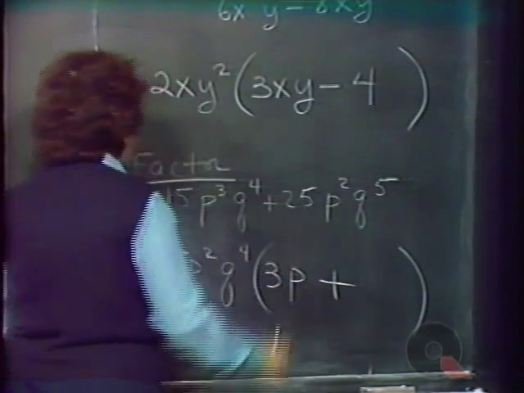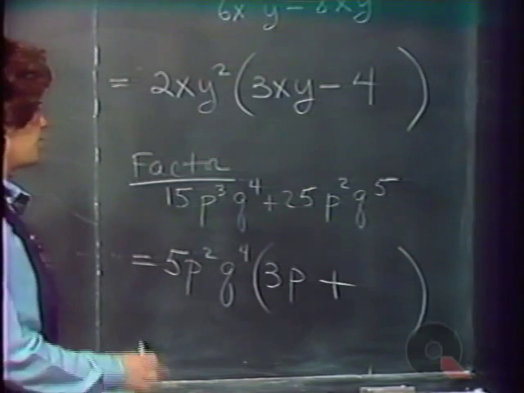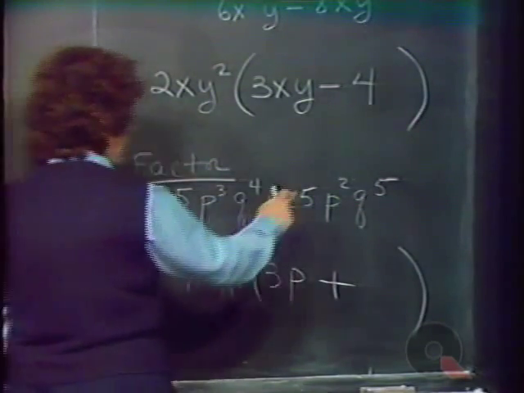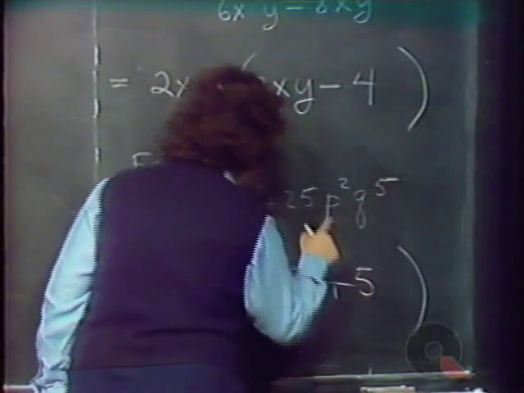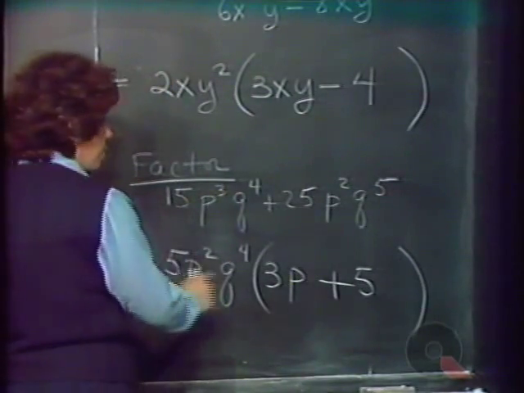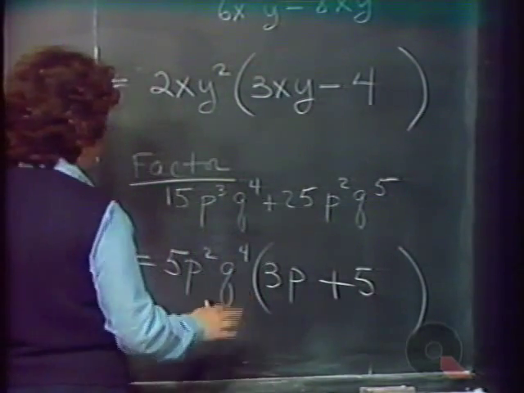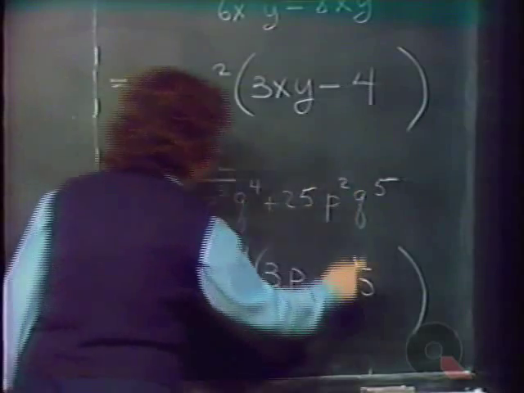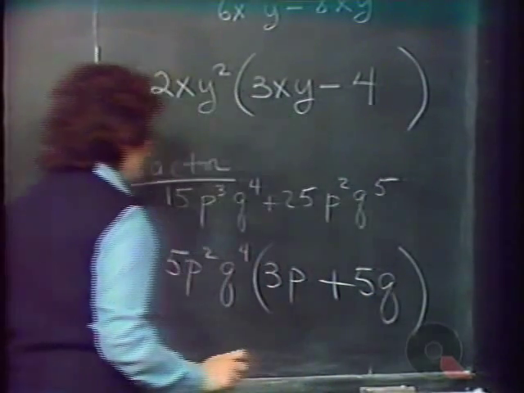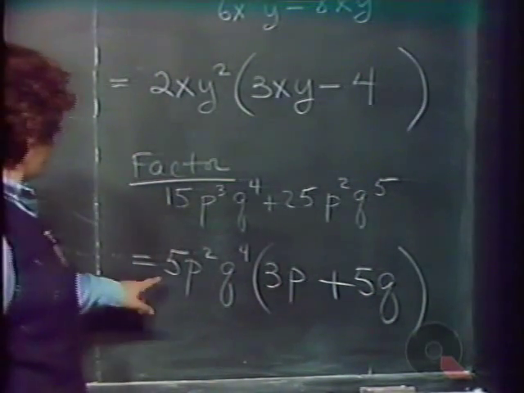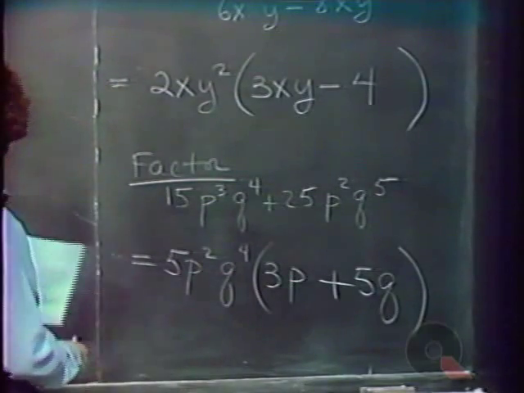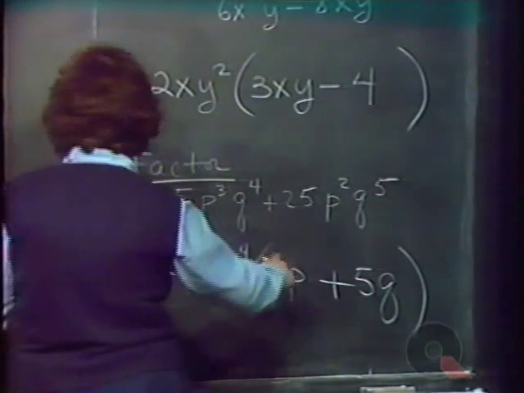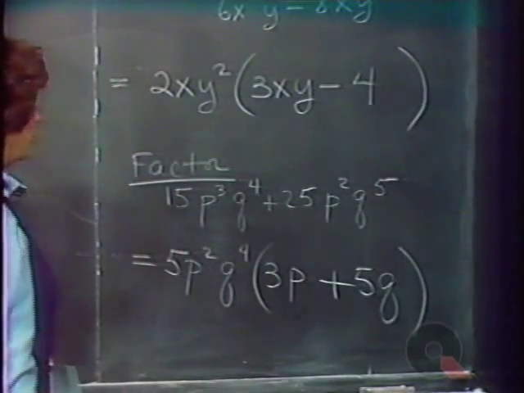Now, what's missing to get 25p squared q to the fifth? Well, we have a 5. We have to multiply by 5 to get the 25. We have the p squared that we need, so we don't have to mess with the p. From q to the fourth to q to the fifth, we have to multiply by q. So, we have factored it out. It's 5p squared q to the fourth times 3p plus 5q.